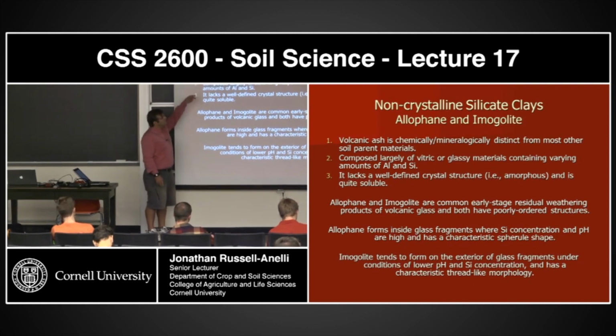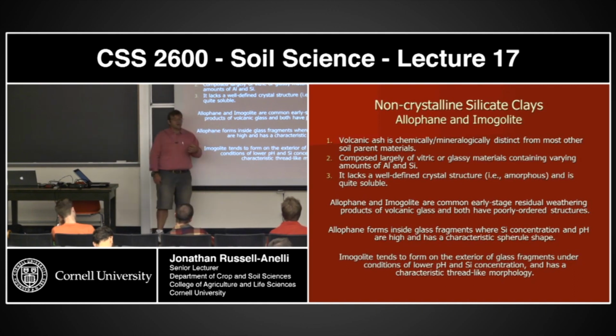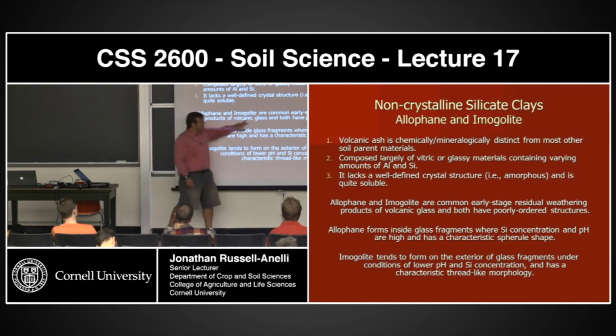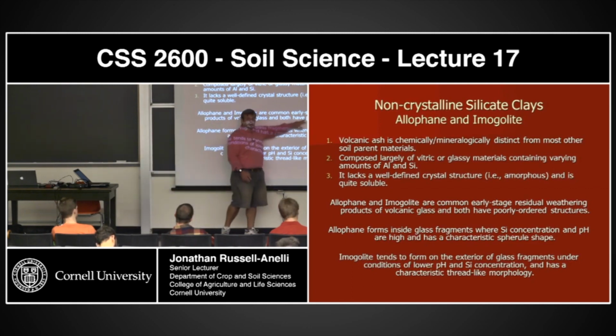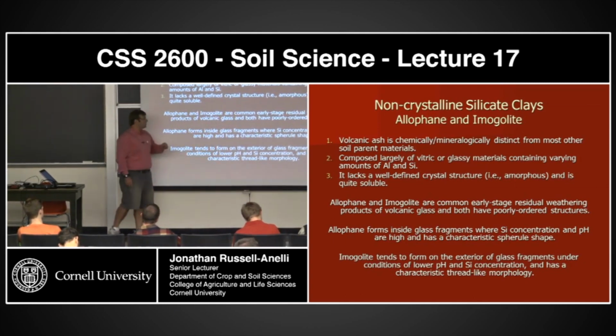It's composed largely of vitric or glassy materials containing various amounts of aluminum and silica, and it lacks the well-defined crystals that you're going to get from these slower cooled environments. Okay? Allophane and imogolite are the common early stage residual weathering products of this stuff, but it's basically this glass and these poorly ordered structures weathering out, and it goes into these allophanes and imogolites.